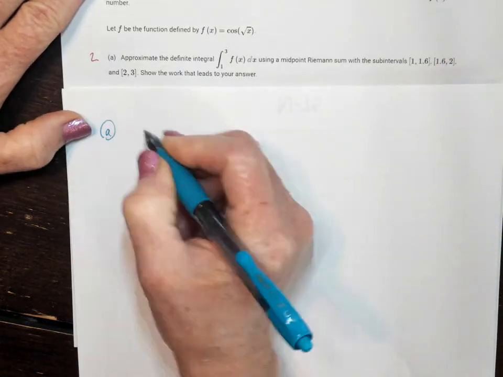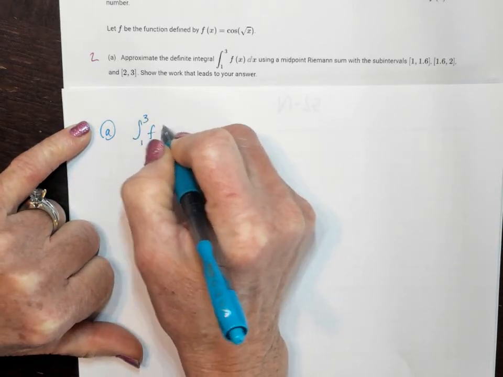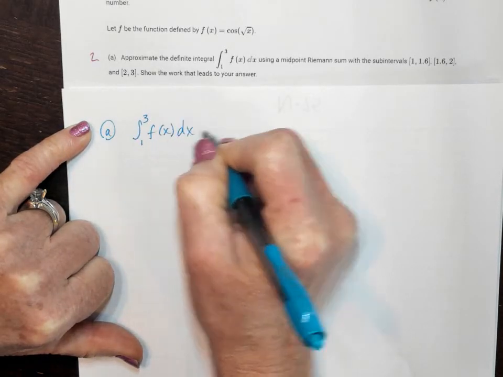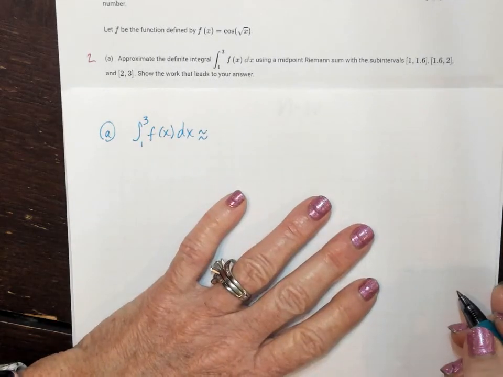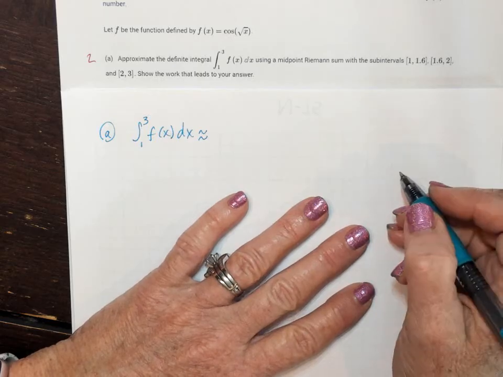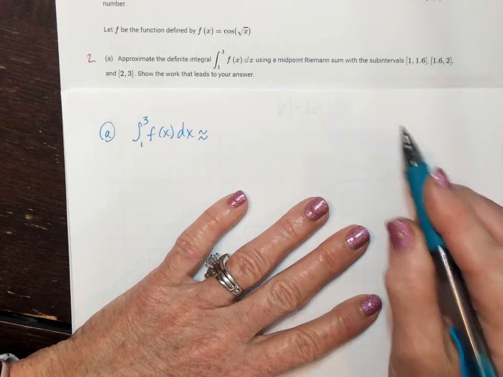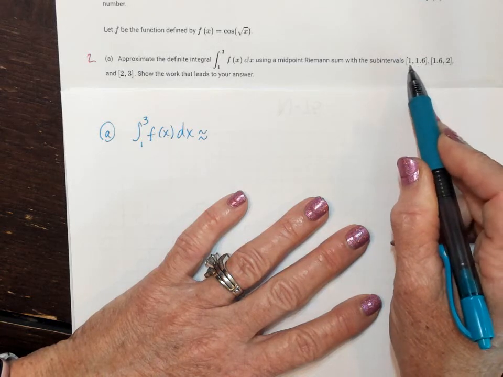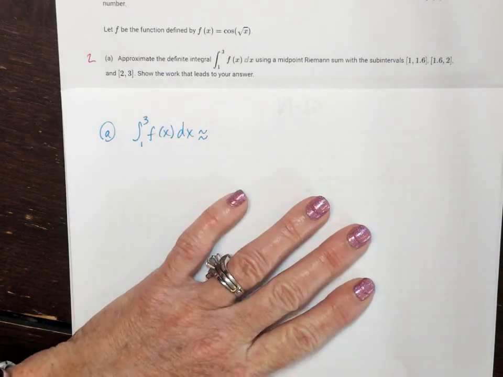Part A, we want to find the integral from 1 to 3 of f of x dx by using a midpoint Riemann sum. Now you can't use the Riemann sum or num_int or num_int2 on your calculator because those have evenly spaced intervals. These guys are not. This length is 0.6, this length is 0.4, and this length is 1.